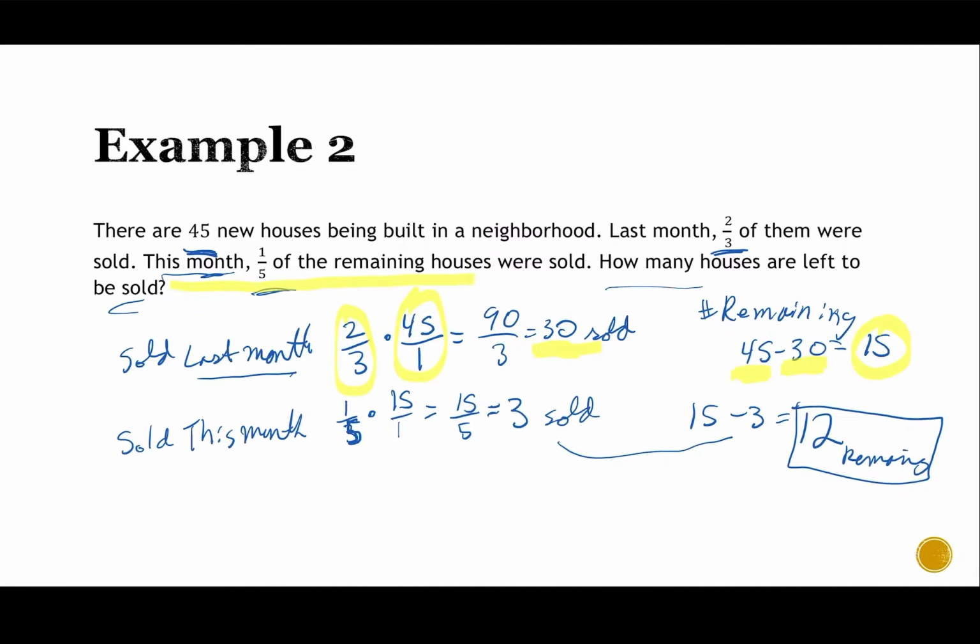Then this month, 1/5 of the remaining houses were sold. So I took 1/5 times 15, and that gave me 3. So this month I only sold 3. Things slowed down a little. Interest rates are raising. I get it. So I took my 15 from last month and I sold the 3 more, which gave me a remainder of 12.